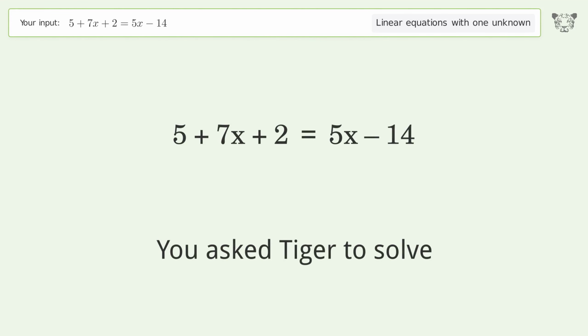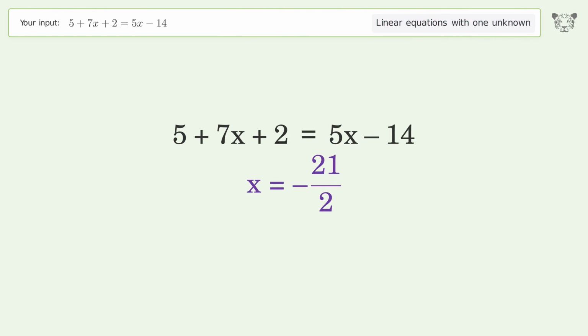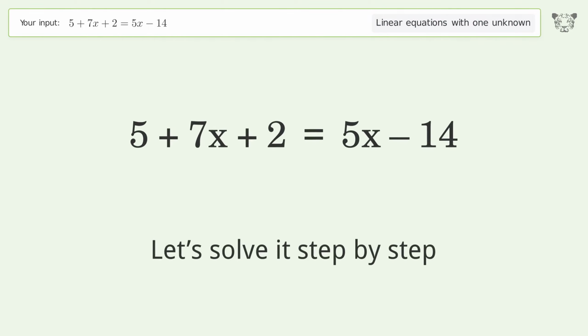You ask Tiger to solve this. This deals with linear equations with one unknown. The final result is x equals -21/2. Let's solve it step by step.